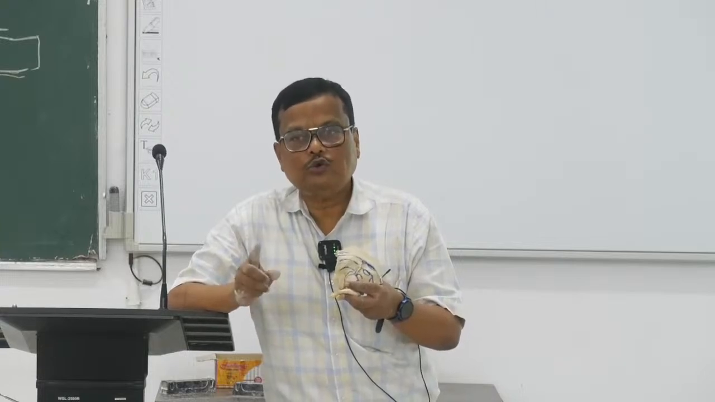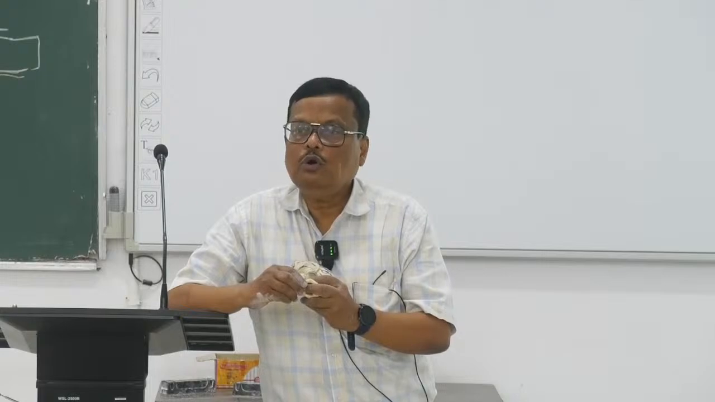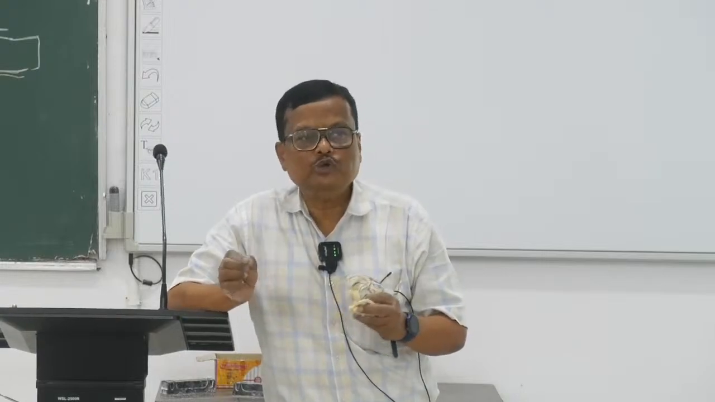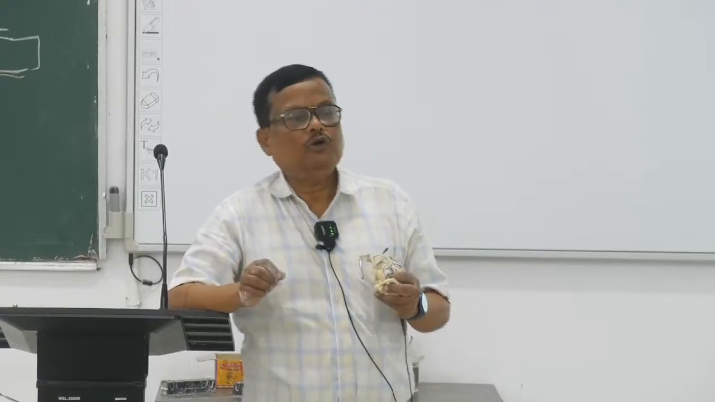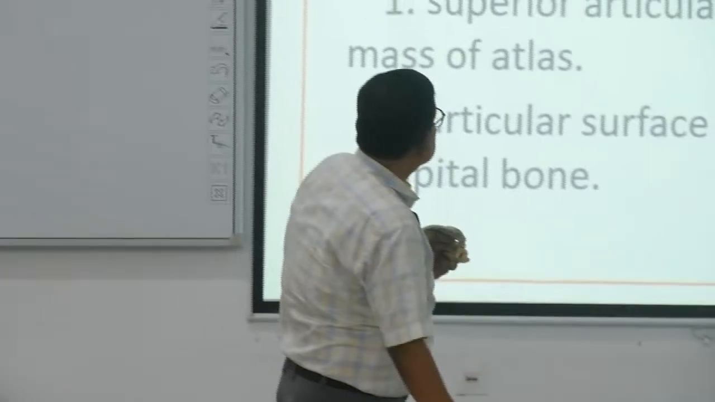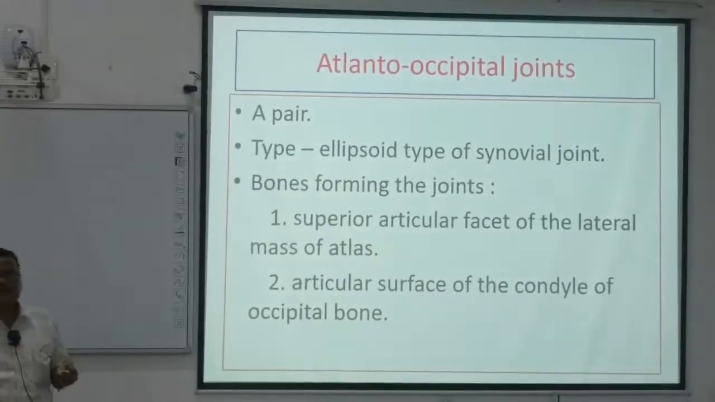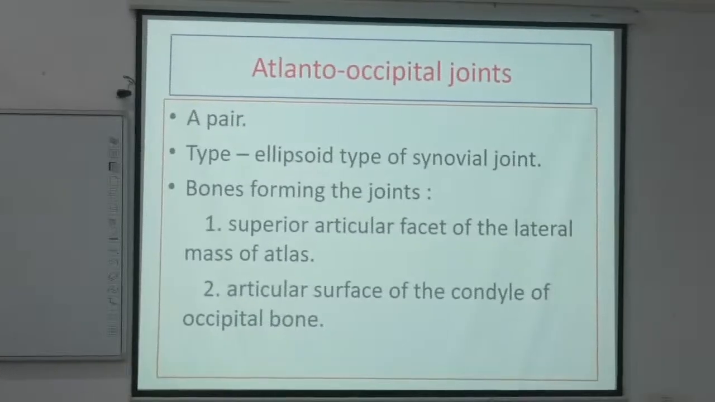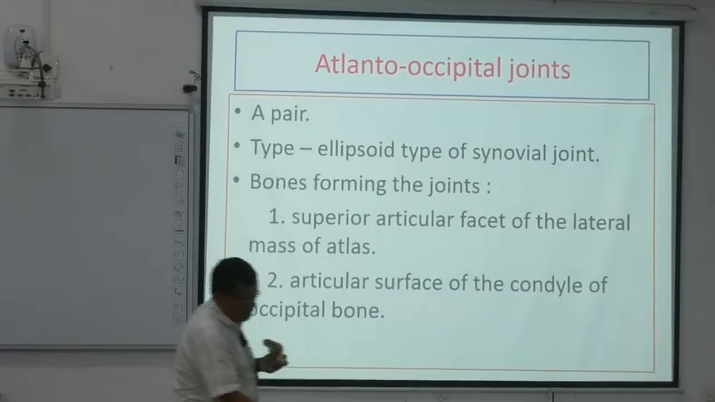This occipital condyle articulates with the oblique superior articular surface of the atlas vertebra to form the atlanto-occipital joint. Why is it called atlanto-occipital joint? Because it is a joint between the atlas, atlanto, and occipital bone. So it is called the atlanto-occipital joint. Type of joint, synovial. Subtype of joint, ellipsoid or condylar joint. Bones forming the joint: superior articular surface of the lateral mass of the atlas and articular surface of the condyle of the occipital bone.